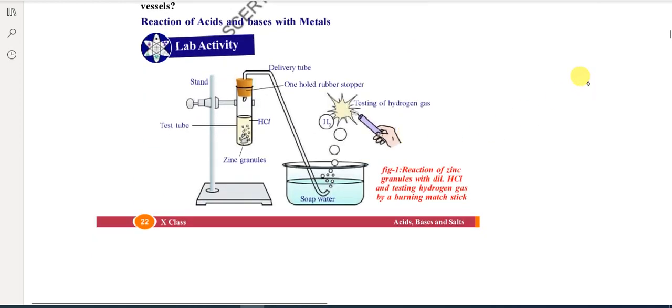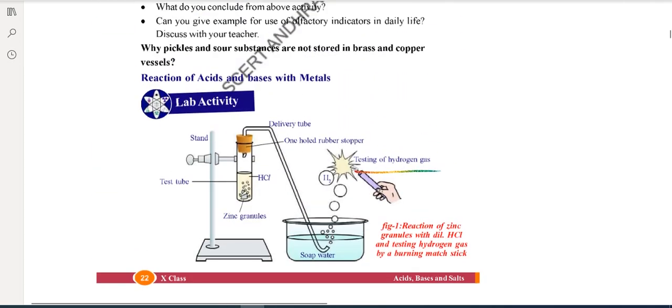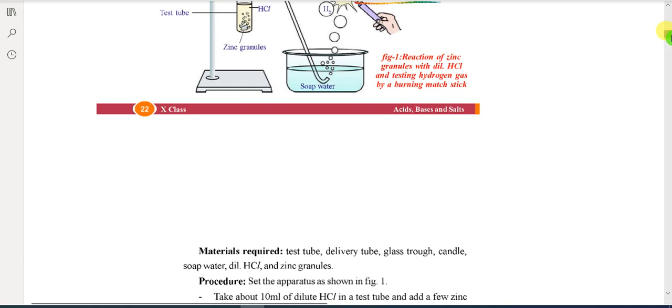Yes, the diagram. Testing of hydrogen gas, the pop sound. Okay, I think all of you prepared this diagram. Labeling is important. That means 2 plus 2. In an activity question, 2 marks for writing and 2 marks for the diagram. In the diagram, labeling 2 marks, drawing 2 marks. So labeling is very important: delivery tube, zinc granules, HCl, like that. You must label the diagram.